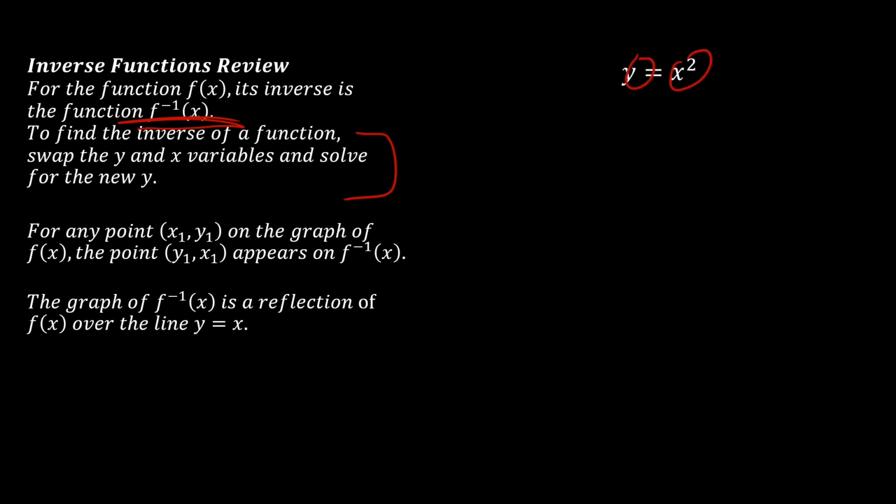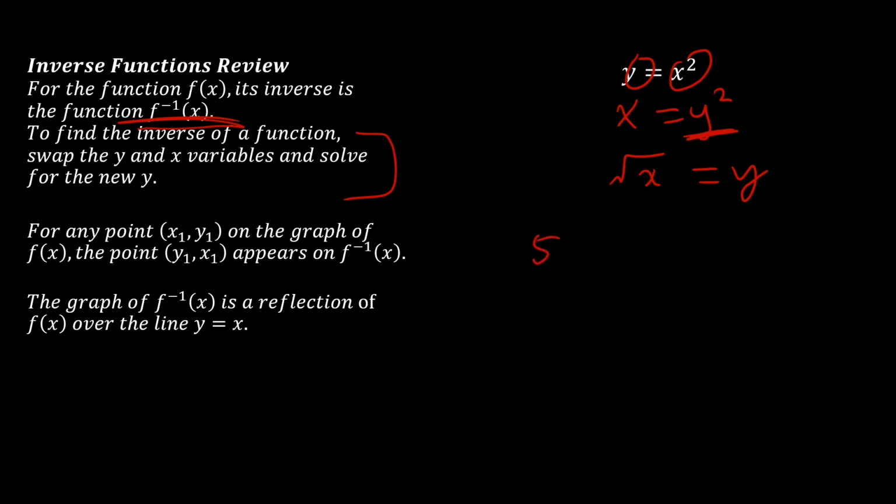So here we're going to take this y and this x and we're going to switch them. So we're going to have x is equal to y squared. Now we're going to solve for this new y variable, and we're going to get the square root of x is equal to y. So let's have another example just to illustrate this again.